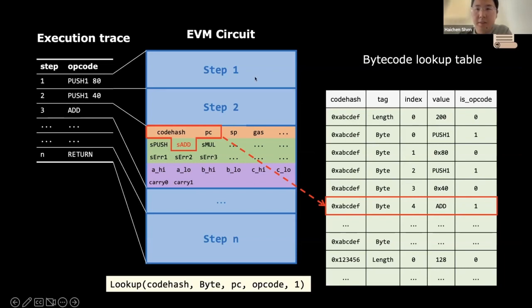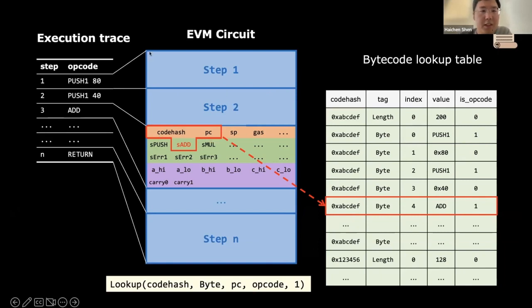Any questions so far? In this case, the address of the contract that's executing does not matter at all. It's only the hash of the bytecode of that contract, right? Yeah, that's a very good question. At the current step, yes, that's correct. We only need to care about the code hash here.